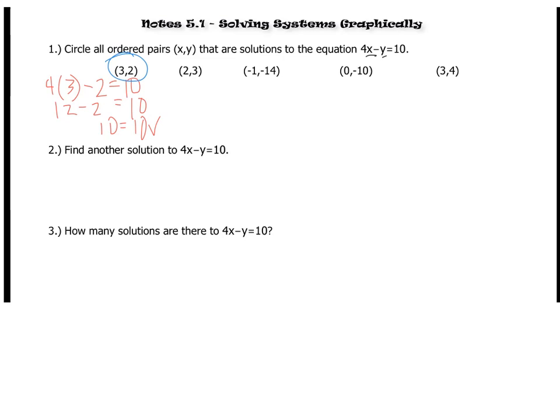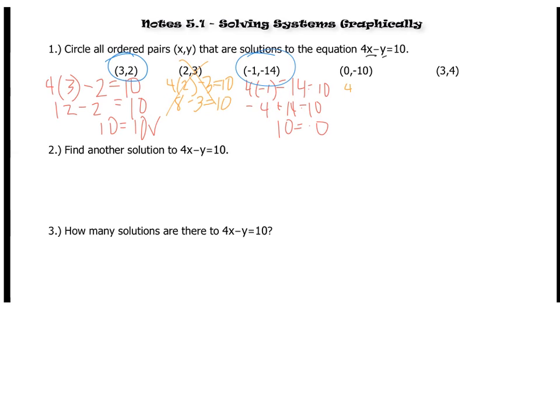Next one. 2 is going in for x, so 4 times 2 minus 3, does that equal 10? So 4 times 2 is 8 minus 3. There's no way this will equal 10, so that one is out. Next one, 4 times negative 1 minus negative 14, does that equal 10? So negative 4 plus 14, does that equal 10? 10 equals 10, so this one works.